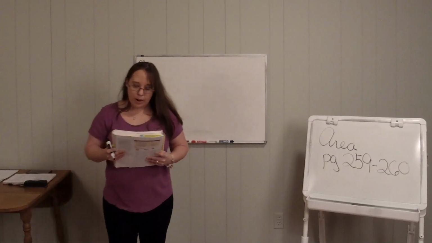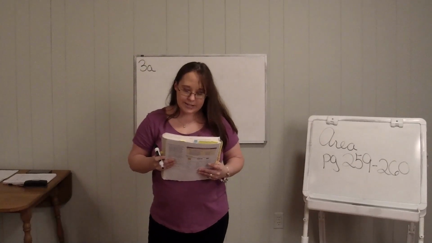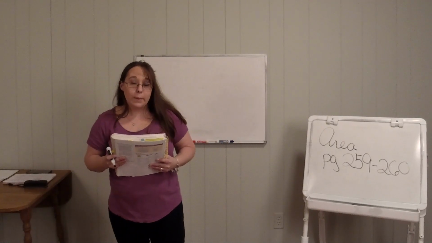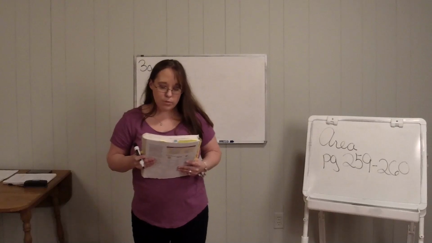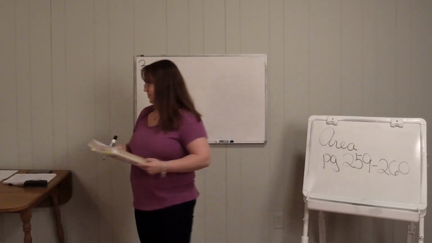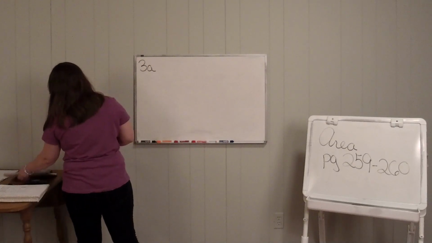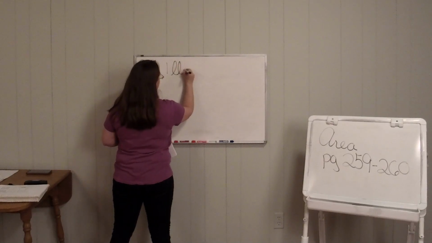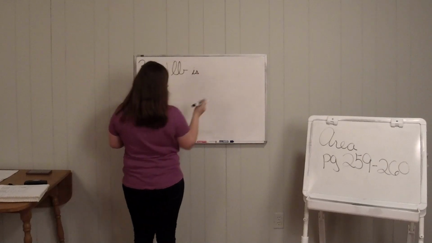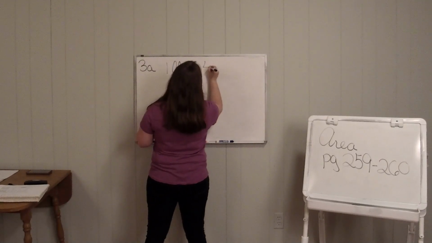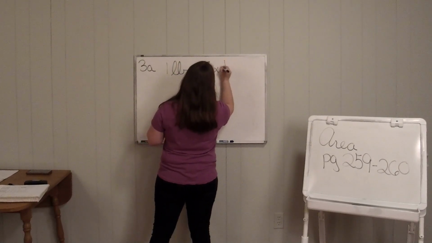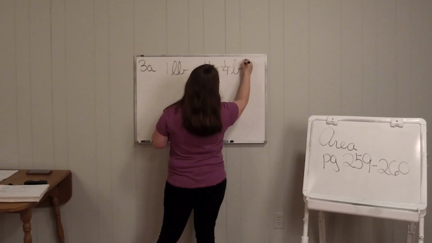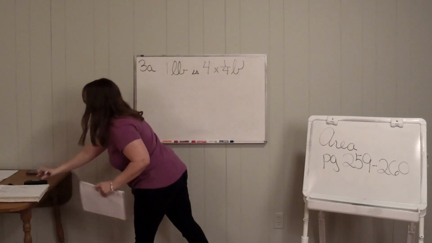It says Aaron bought 1/4 pound of peanuts for 98 cents. If he bought 1 pound, how much would it have cost him? Okay? Well, 1 pound is 4 times that 1/4 of a pound.